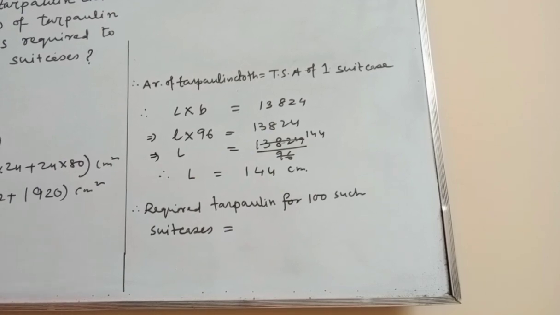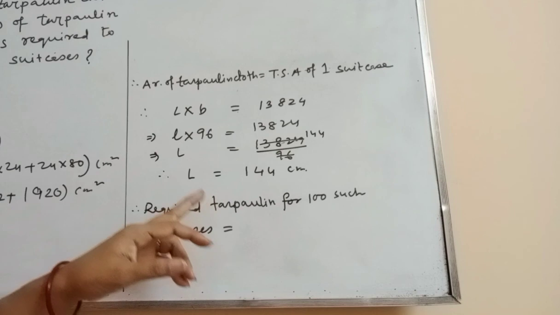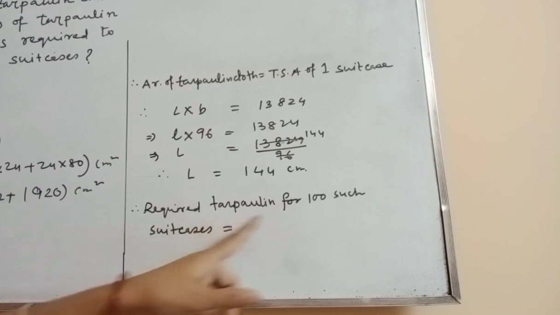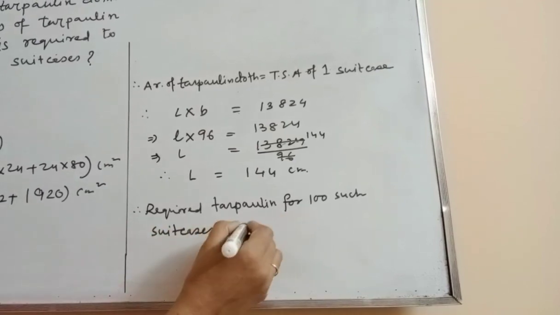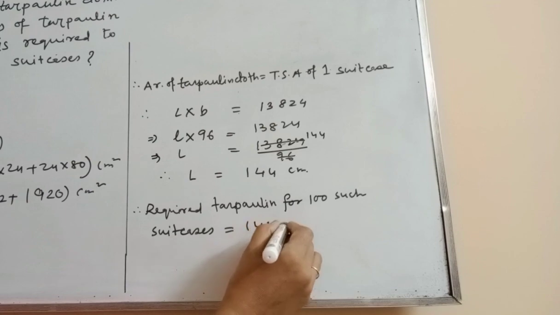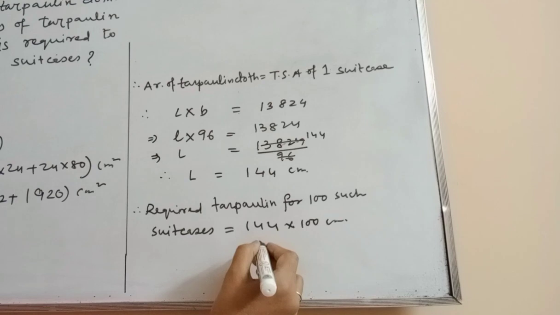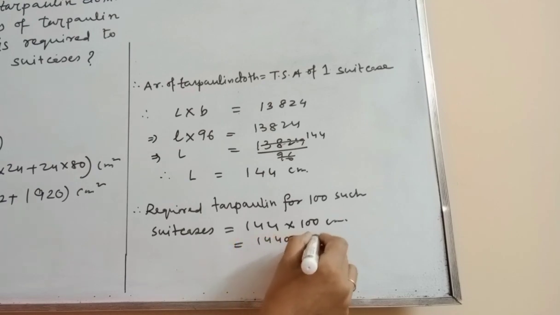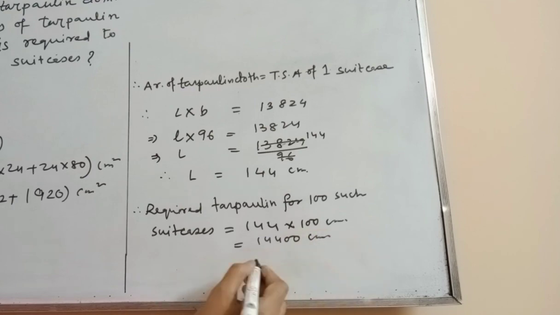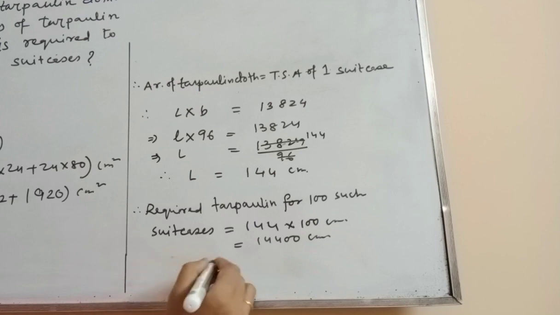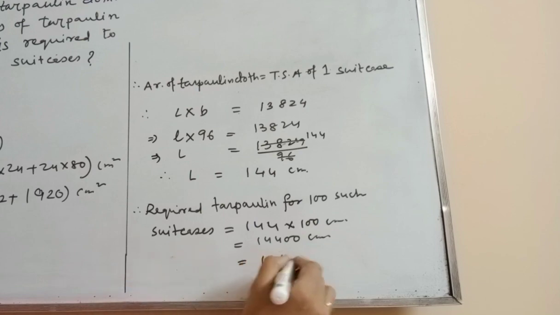We have to make 100 such boxes. So the length of the tarpaulin for 100 such boxes will be 144 into 100 centimeter, that is 14,400 centimeter, or you can convert it into meter by dividing by 100. Therefore, you can write 144 meter.